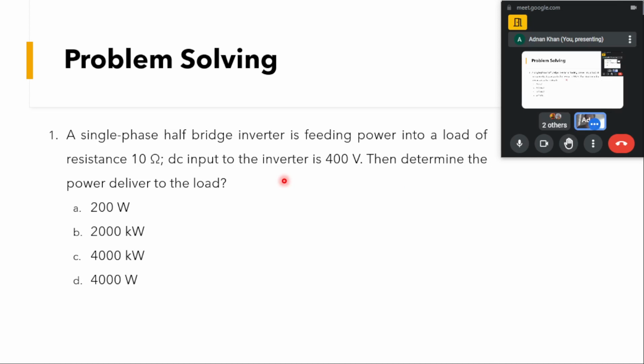So here is our first problem. What is being told here is a single phase half bridge inverter is feeding power into a load of resistance. So we have a single phase half bridge inverter feeding power into a load which is resistive, that is 10 ohm. The DC input to the inverter is 400 volts. So what we have to determine is the power delivered to the load.